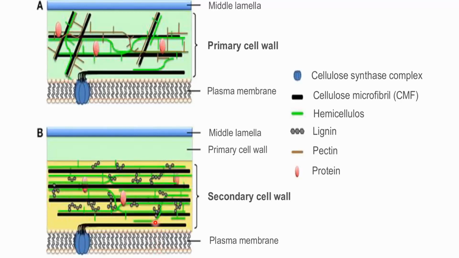So this is how, and this blue line represents the middle lamella, which helps in the connection between two neighboring cells, acting like cement or glue. So this is how the primary cell wall or secondary cell wall structure looks.